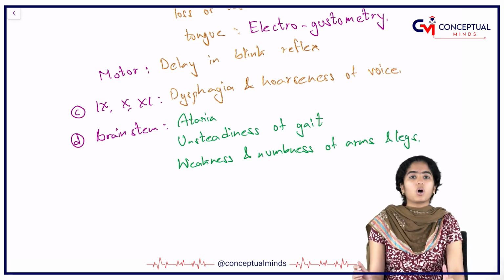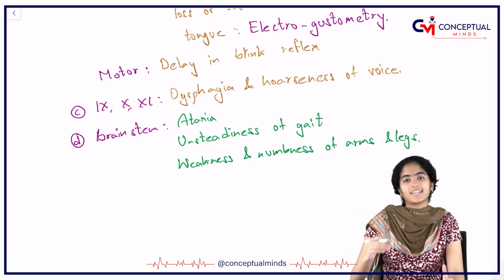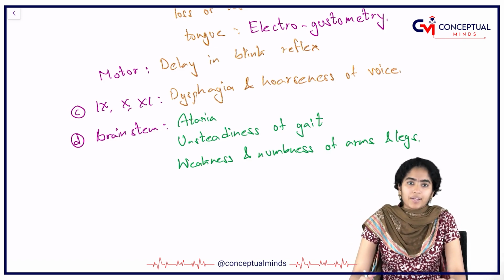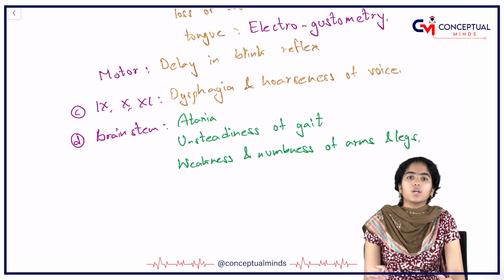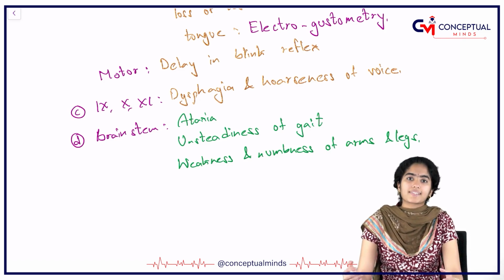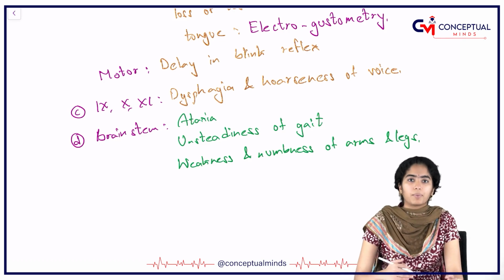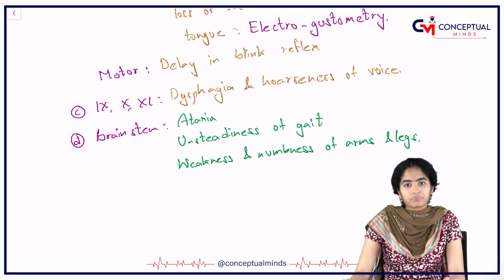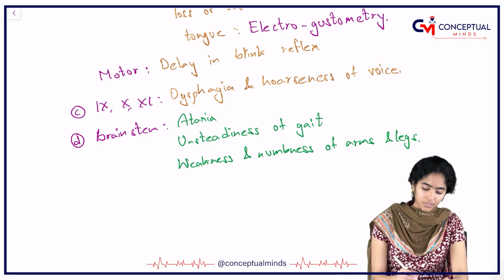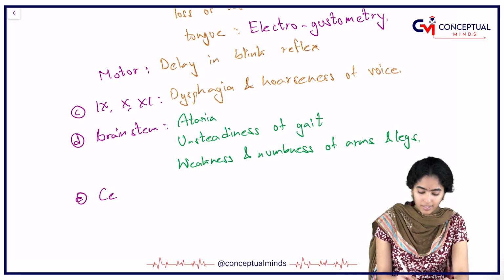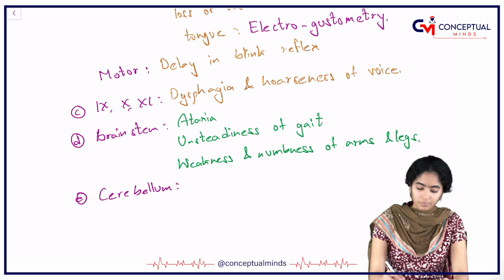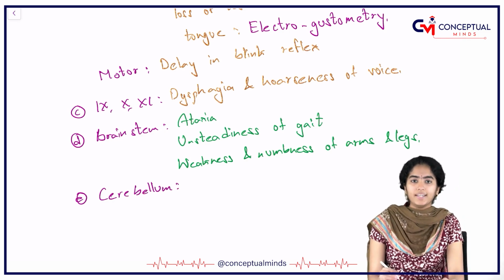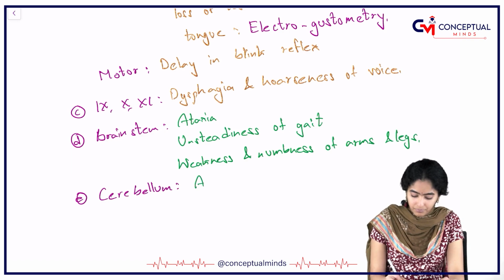Why so? Because all the various tracts are passing via the brainstem, and when that is affected, depending upon the area that is affected, you see numbness or weakness in various muscles, either of the upper limb or lower limb. Further on, after the brainstem, the cerebellum gets affected. And when cerebellum gets affected, again we see ataxia.